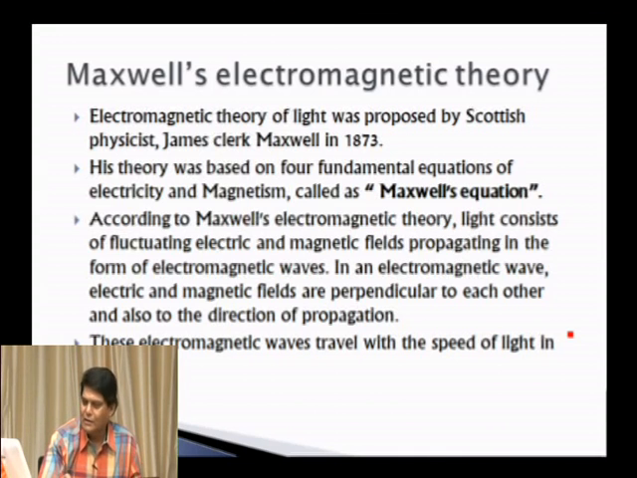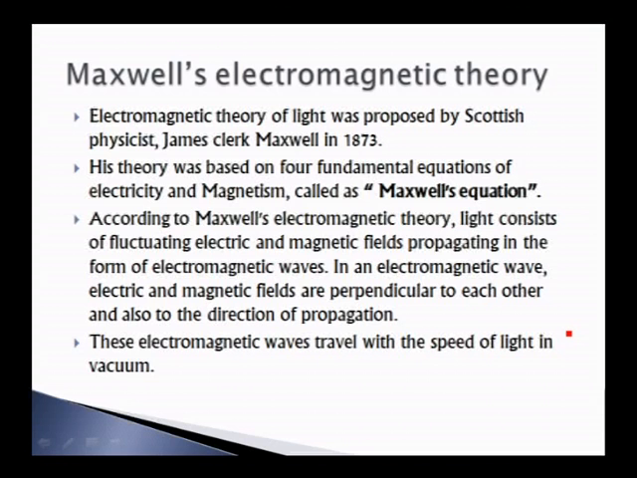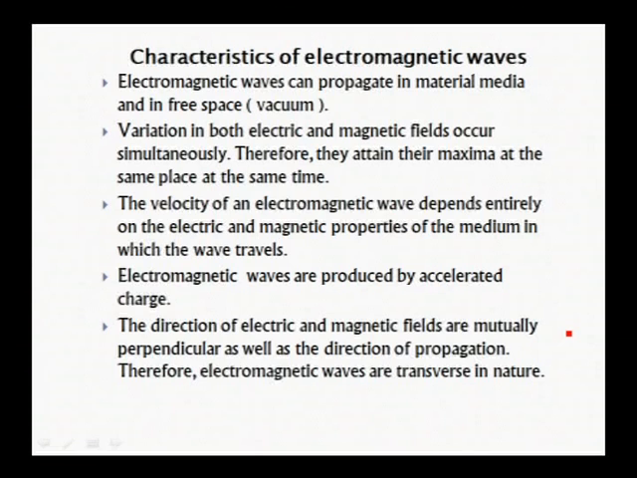In this electromagnetic theory of light, one thing he correctly assumed is that the velocity of light in vacuum is of the order of 3 lakh kilometers per second. Now, what are the characteristics of these electromagnetic waves? One characteristic is that these electromagnetic waves can propagate, that means move, in a material medium and also in free space, which is true. The second characteristic: the variations in both electric and magnetic fields occur simultaneously. Therefore, they attain their maxima at the same place at the same time, whereas the velocity of the electromagnetic waves depends entirely on the electric and magnetic properties of the medium in which the wave travels.